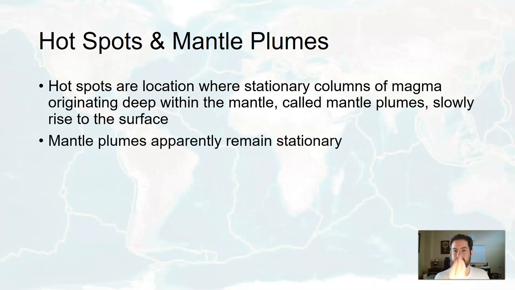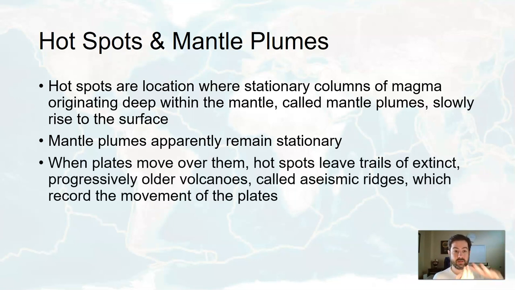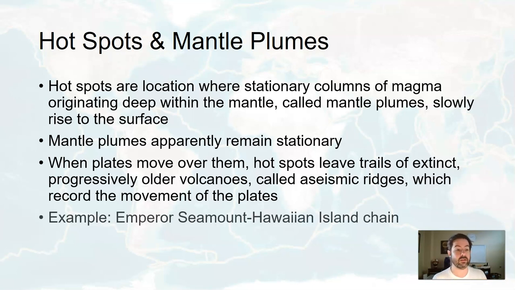Now these mantle plumes remain stationary. However, the plates over them will move. So the mantle plume, the hot spot, stays there, but the plate over it moves around. And when this happens, you can see the actual occurrence of this, especially if these hot spots are generating and creating volcanoes. For example, the Emperor Seamount and the Hawaiian Island chain.